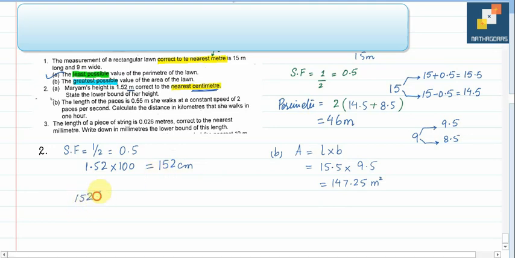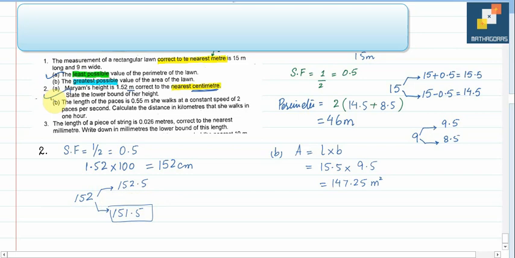If I need to find out the upper bound, it will be 152.5, add 0.5, and for the lower bound it's 151.5, right? So the lower bound of her height is 151.5. That is the first answer.